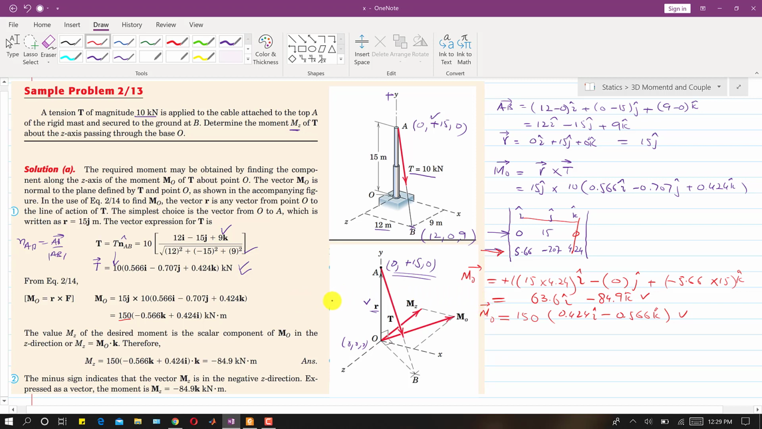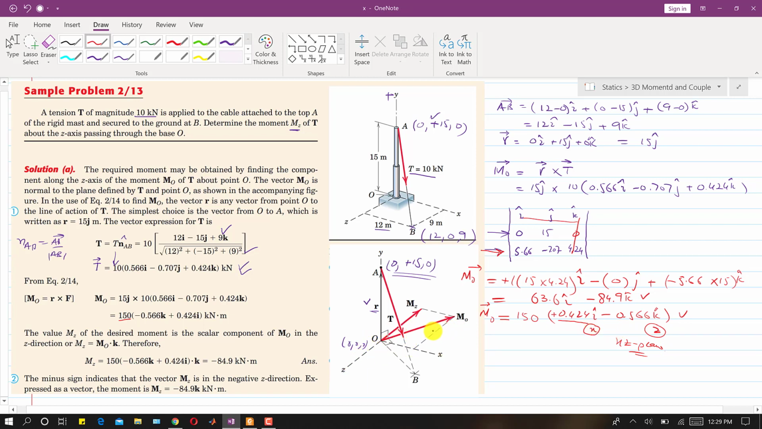Now in the problem we are asked to find the moment about Z, right? This is the moment about O, and as we can see, the moment about O has two components. One component is along the positive x-axis, this is positive, and this is negative. So we can draw that moment in this diagram as well. So the moment will be in which plane? This is along the x-axis, and this is along the z-axis. So this moment will be in the xz plane, right?